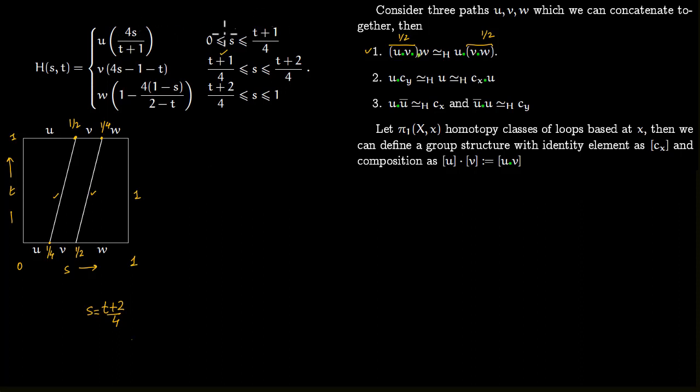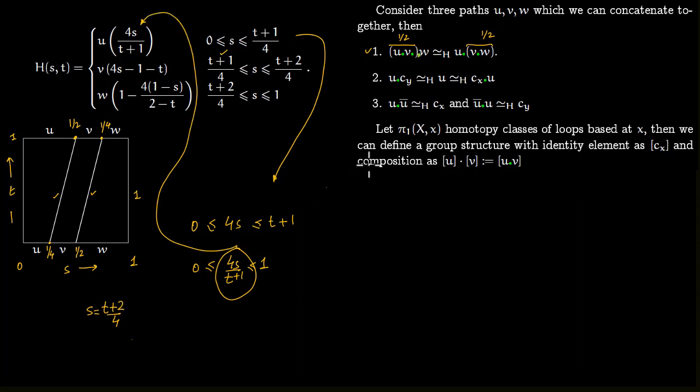And now this obviously comes from here. You clear the denominators so that this entire expression lies between 0 and 1. So you will get 0 less than or equal to 4s, which will be less than or equal to t plus 1. Now you have to make it between 0 and 1, so you have no option but to divide by t plus 1. Again, make all these equations between 0 and 1, and you will get these inside expressions. So this is what precisely goes in here. Similarly we will do for 2 and 3.